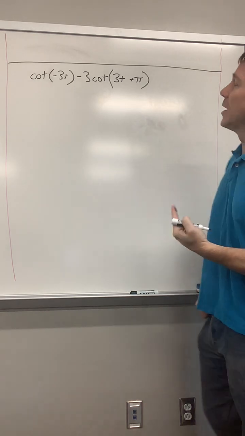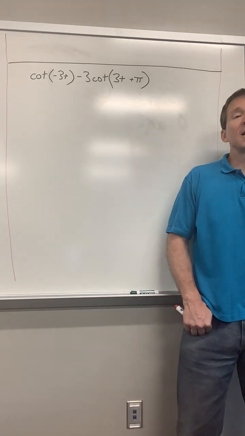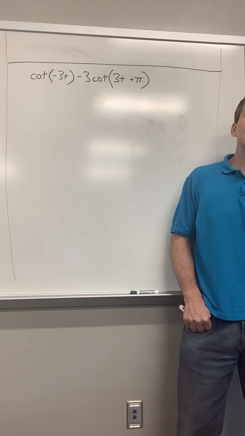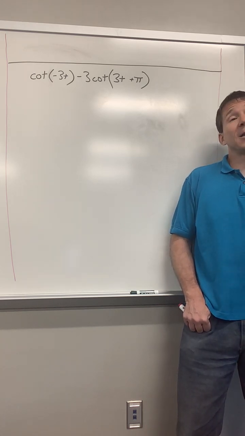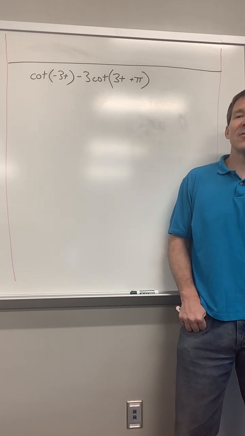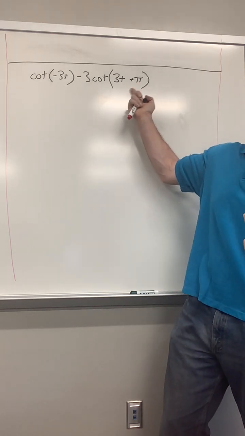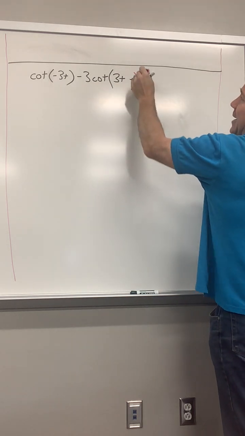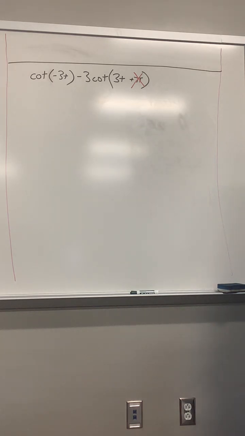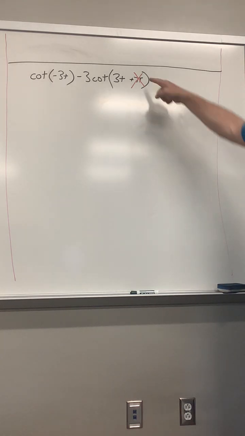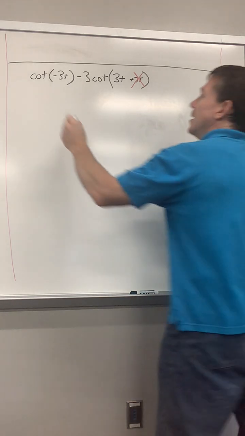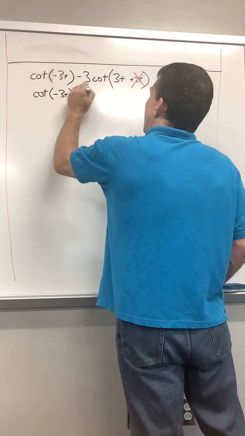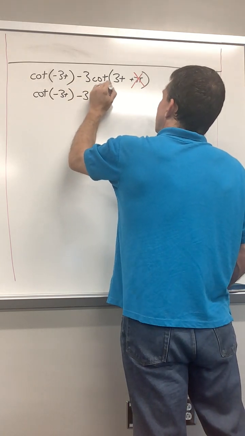And there's part of me that wants to point out here, we're talking about a cotangent wave, which we understand is different than sine, cosine, secant, and cosecant, meaning they all have period 2 pi, tangent and cotangent have period pi. But now I know all that tells me is this cotangent of 3t plus pi, the pi isn't going to change my answer at all because it has period pi, so I can just drop that pi right there. So then I get cotangent of negative 3t minus 3 cotangent of 3t.